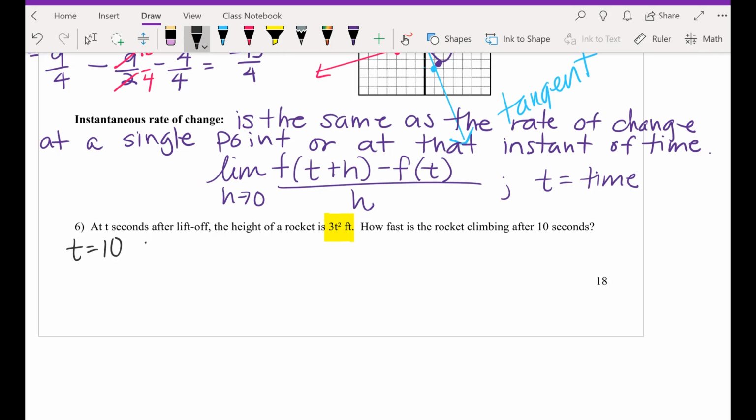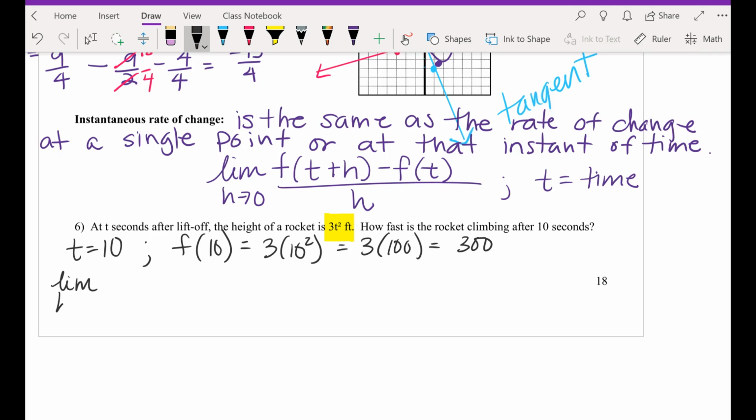10. Then I might as well find f of 10. Would you guys agree? Because I need that anyway. So how do we find f of 10? Plug it in. So 3 times 10 squared, which is 3 times 100, which is 300. Then I'm going to have to plug in my formula.